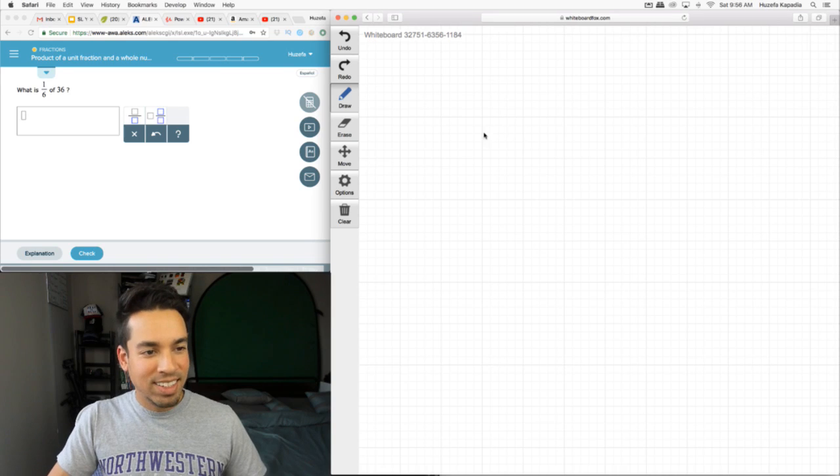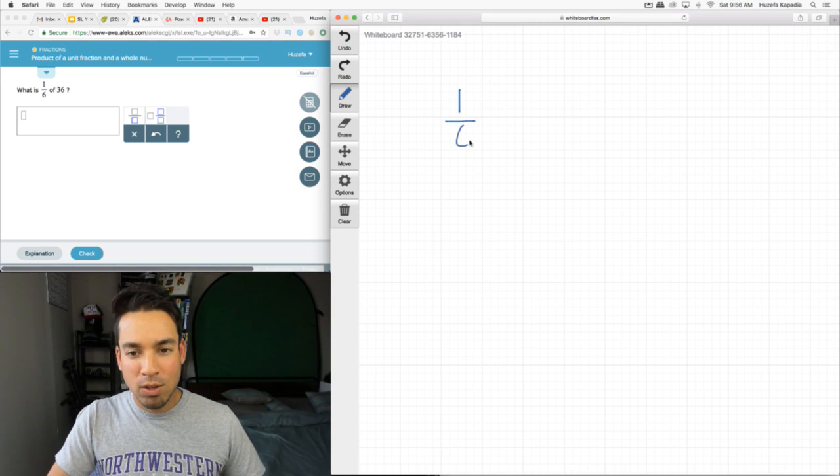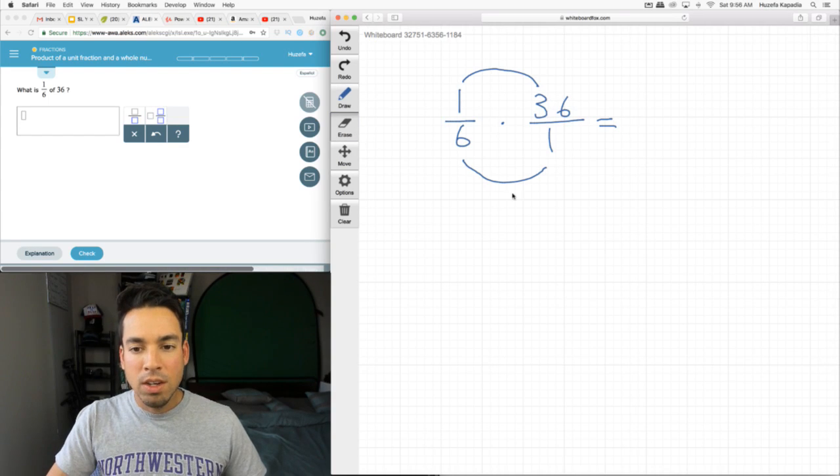What is 1/6 of 36? So it's the same idea, 1/6 times 36 over 1. So now we follow the process of multiplying across on the top, multiplying across on the bottom when we do multiplication. But we can take one step ahead of time to see if we can simplify. And the way we simplify is we look at numbers on the bottom and on the top and see if we can have some common factors that we can divide by.